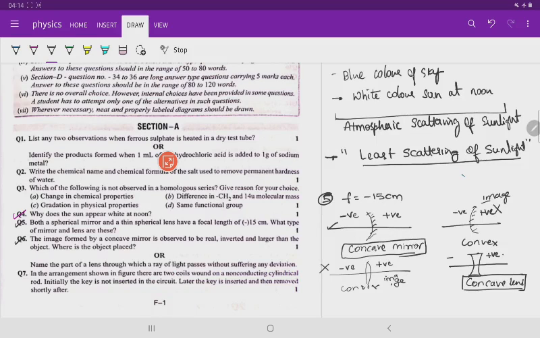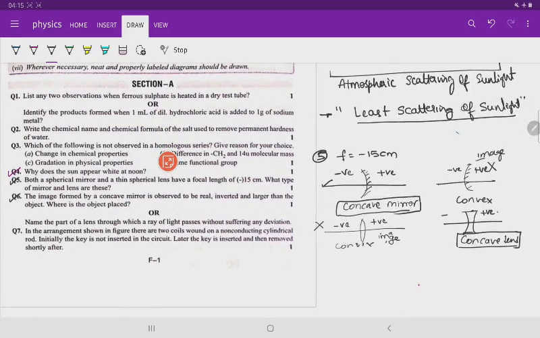The image formed by a concave mirror is observed to be real, inverted, and larger than the object. Where is the object placed? So, a concave mirror has a pole, focus, and center of curvature, and there is infinity. When I keep the object at infinity, the image is formed at focus and it is point sized.